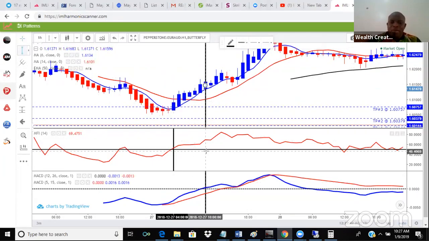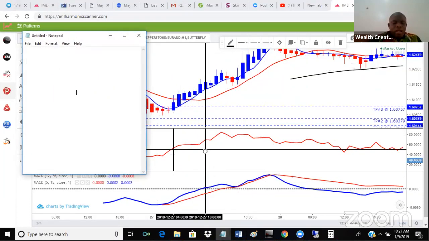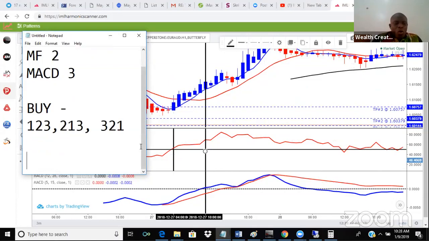Guys, what that means is, watch. MA is 1. MFI, money flow, is 2. MACD is 3. So for me to buy, it could be 1, 2, 3 in arrangement. It could be 2, 1, 3 in arrangement, or it could be 3, 2, 1. Anyone could lead, but they must all do what? Align up.